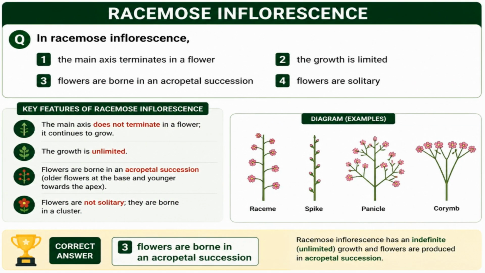In racemose inflorescence, the flowers are borne in an acropetal succession. This means older flowers are at the base and younger flowers are towards the apex, and the growth is unlimited. Option 3 is the correct answer.